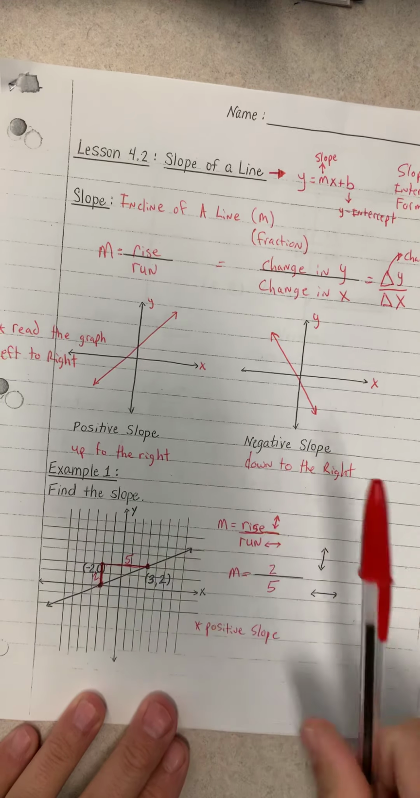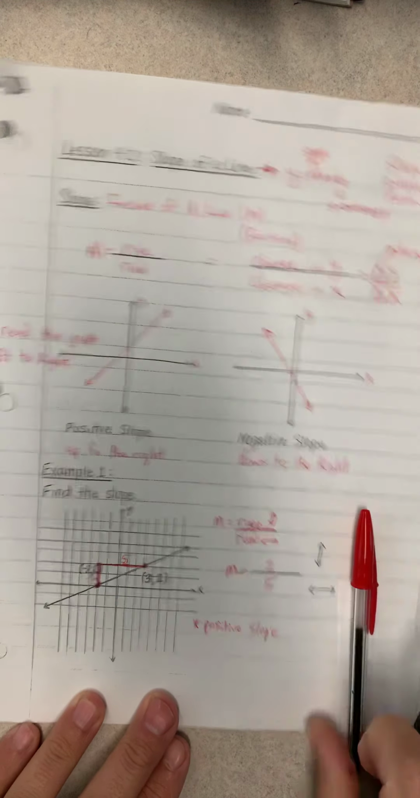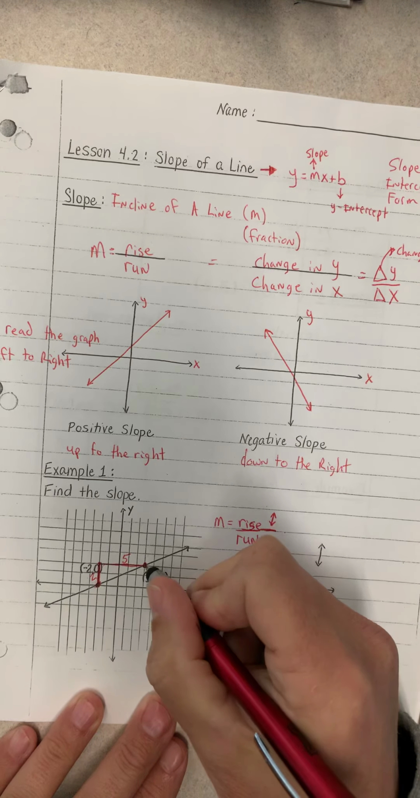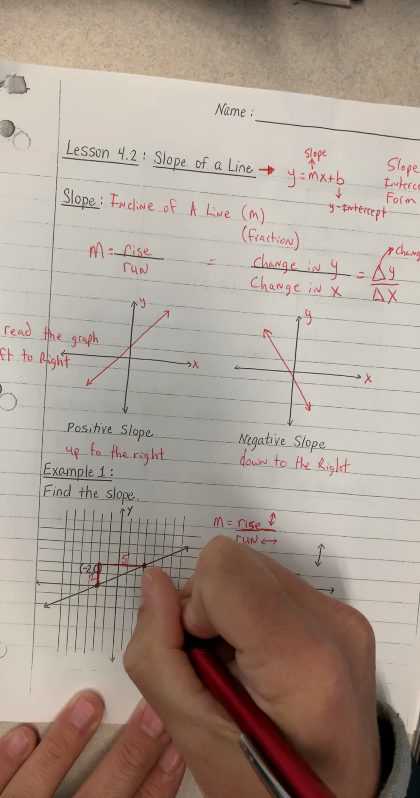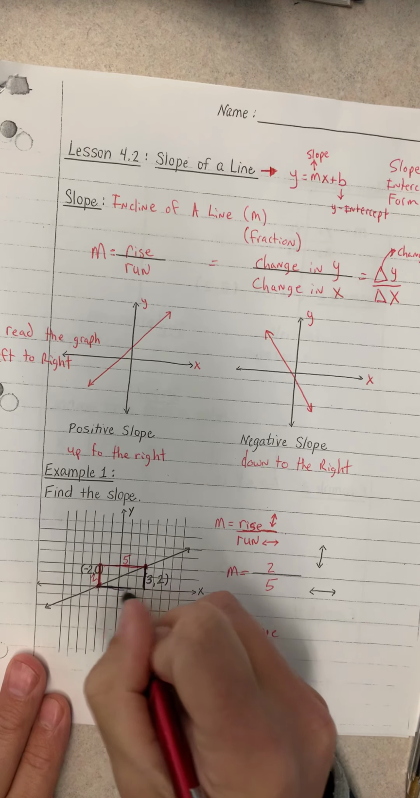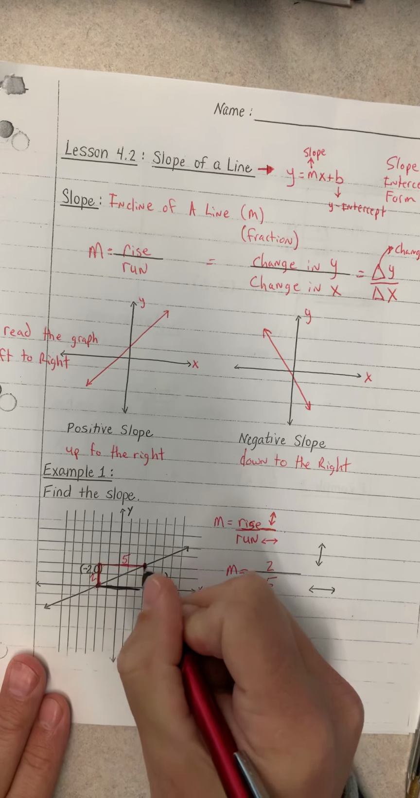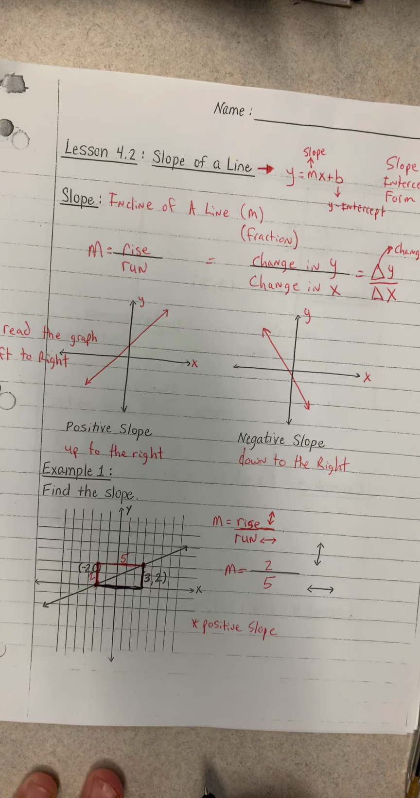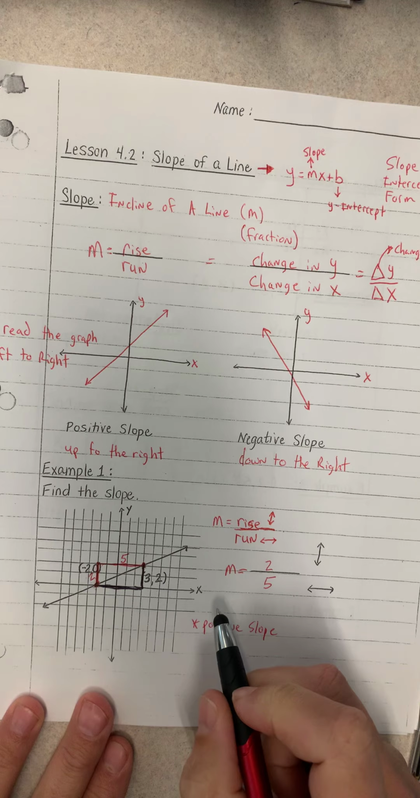I could also go this way. I could start at this point, (3, 2), and get to this point, (-2, 0), by going that way as well. And I want you to think about something here.